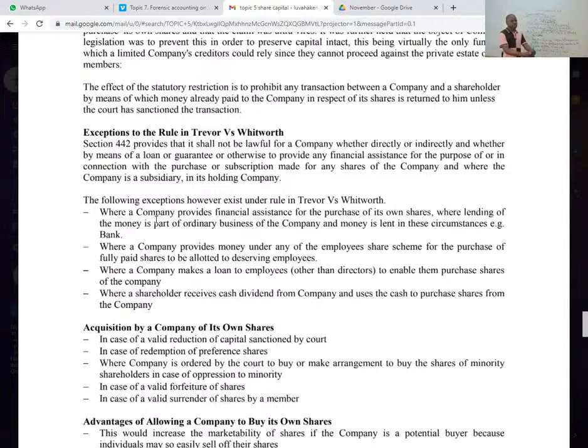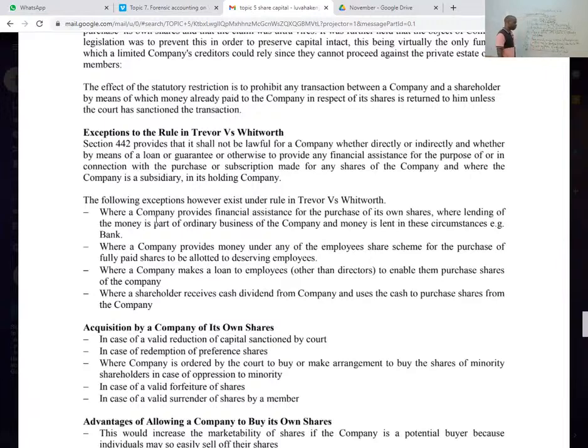In case of a valid surrender of shares by a member, you can validly surrender your shares as a member. You no longer want to be a shareholder in the company. So if you give valid reasons, then of course the company can give you back your money, and you lose the shares of the company. So those are the ways through which the company is allowed, or we can say they are the exceptions under the rule in Trevor versus Whitworth.